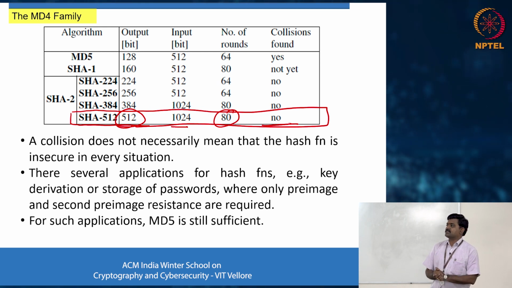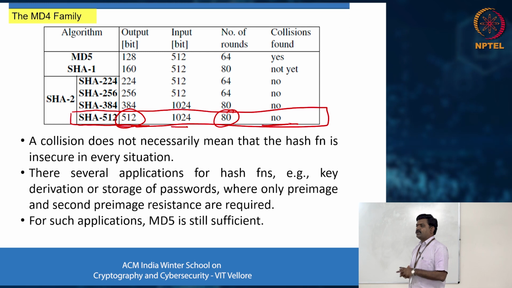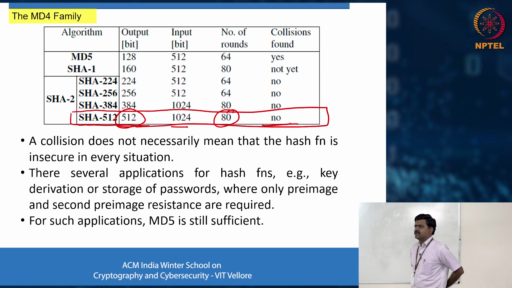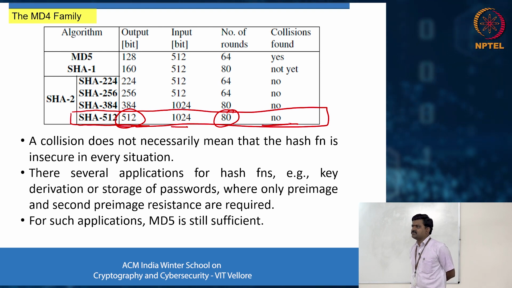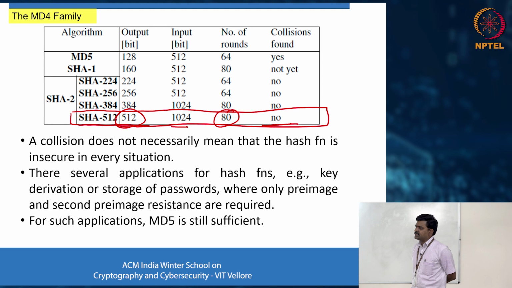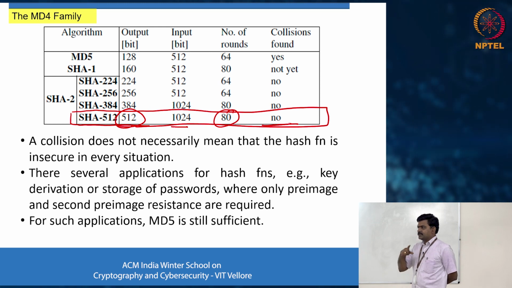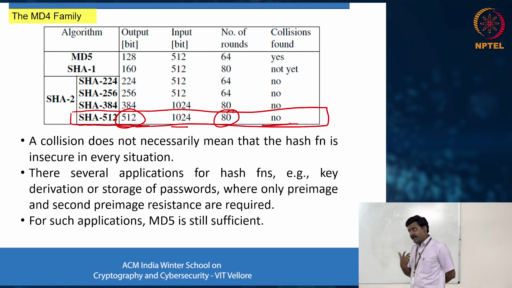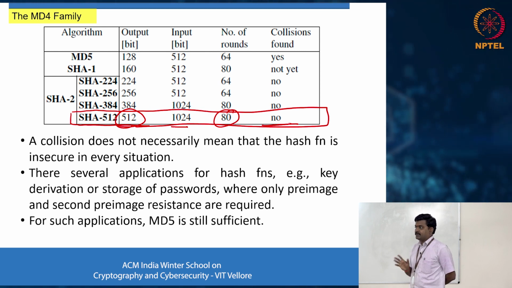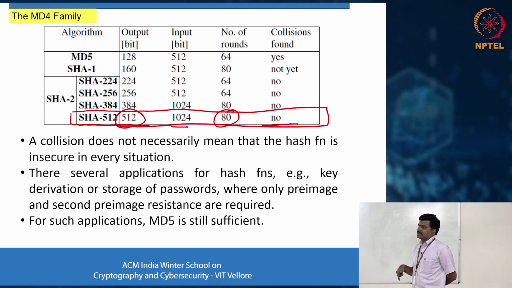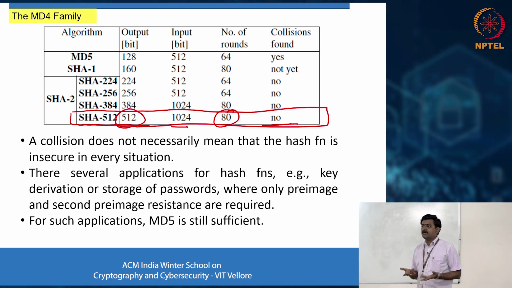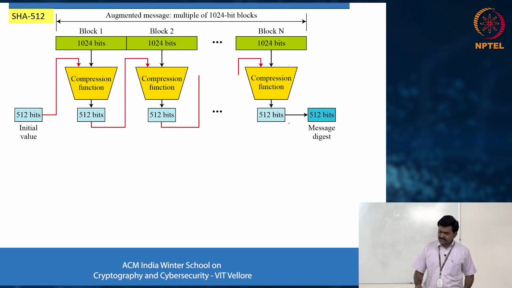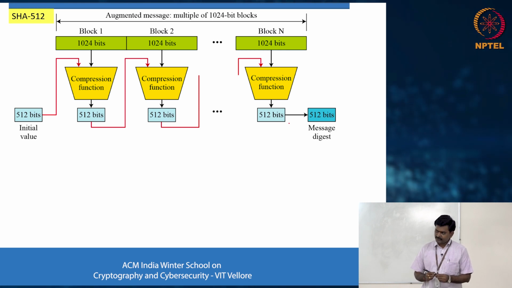So the point is this: we all know that when you are mapping from a large space to a smaller space, hashes will have collisions. But then, on what basis are we using those hash functions? The reason is that, even if we know that there are collisions, are we able to find them? Knowing is one thing, finding is another thing. So there would be collisions, but we don't know what those collisions are. Okay. So this is how the SHA-512 algorithm works.